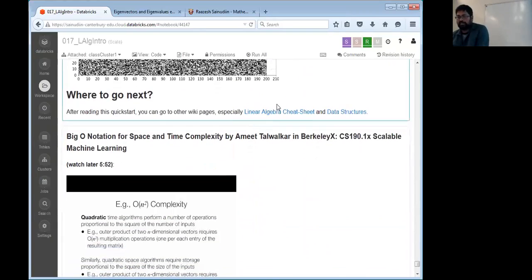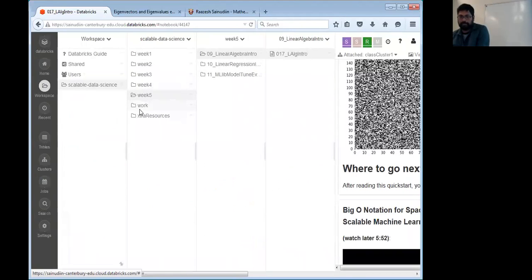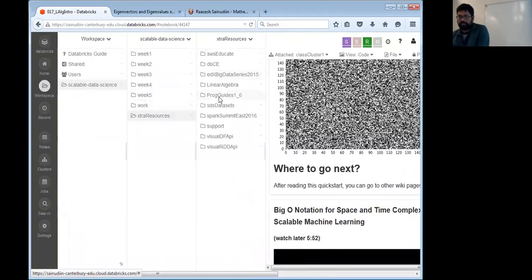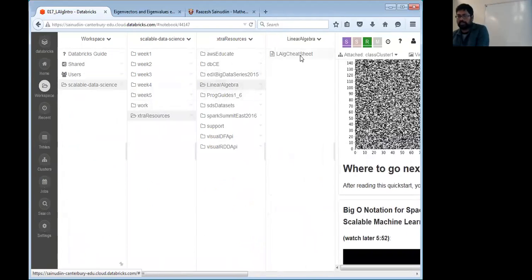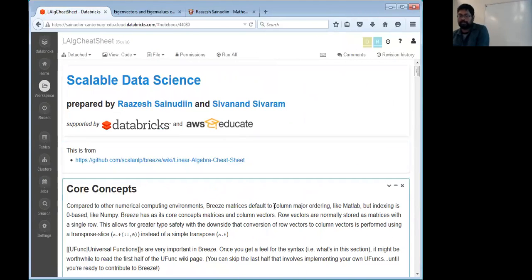And so where to go next? This is just the HTML version. Sorry, I should have put another link here, but I already showed you the extra resources. Linear algebra has this already here.